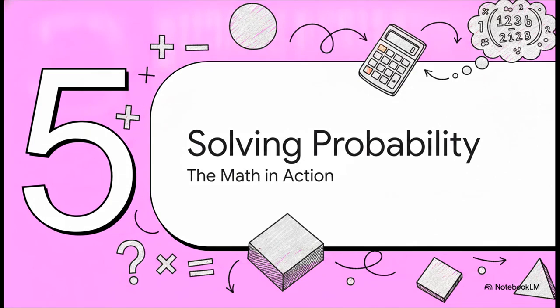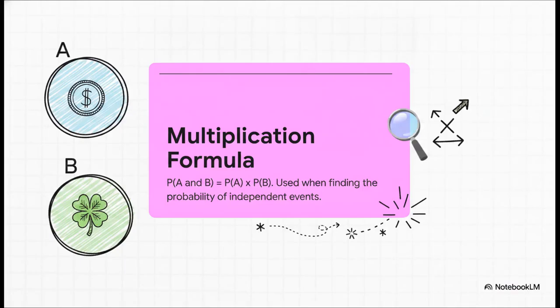All right, part 5, solving probability. Let's see this math in action. Here is the golden formula for independent events. The probability of A and B happening together is simply the probability of A multiplied by the probability of B. P of A times P of B. That's literally it. No complex conditional adjustments, just simple multiplication.